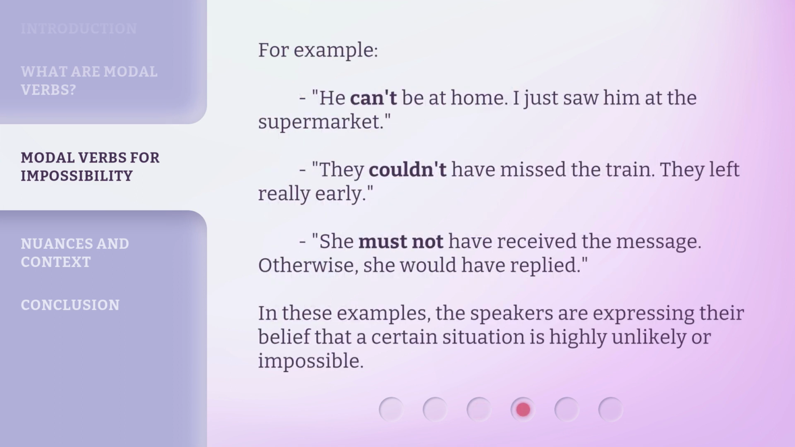For example, he can't be at home. I just saw him at the supermarket. They couldn't have missed the train. They left really early. She must not have received the message. Otherwise, she would have replied. In these examples, the speakers are expressing their belief that a certain situation is highly unlikely or impossible.